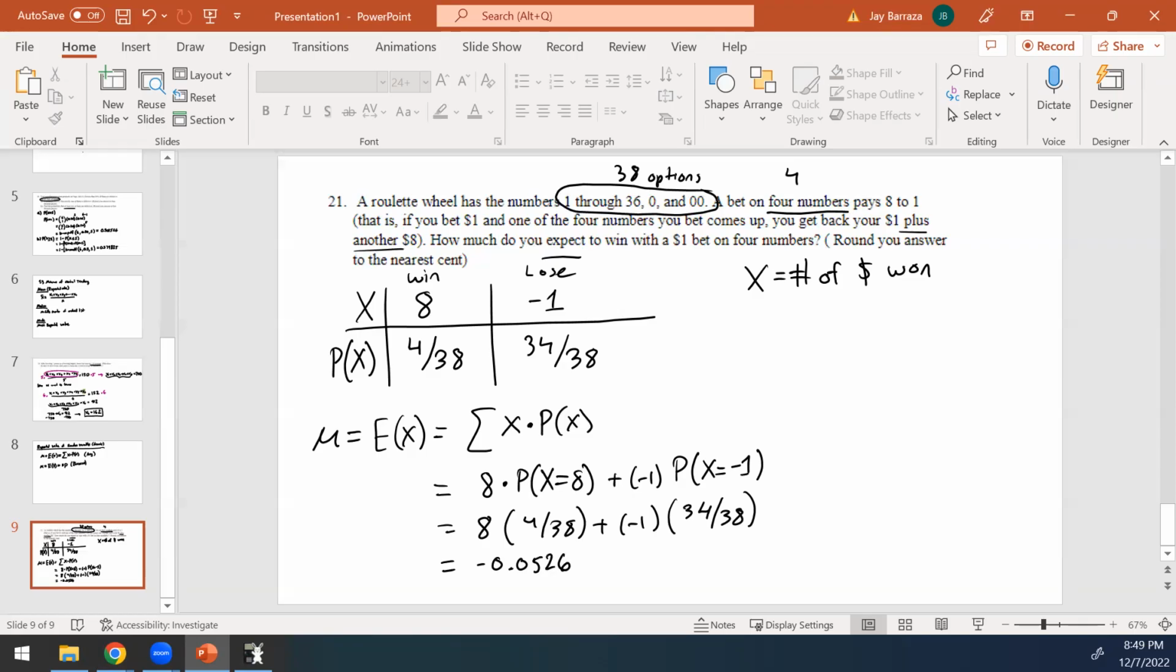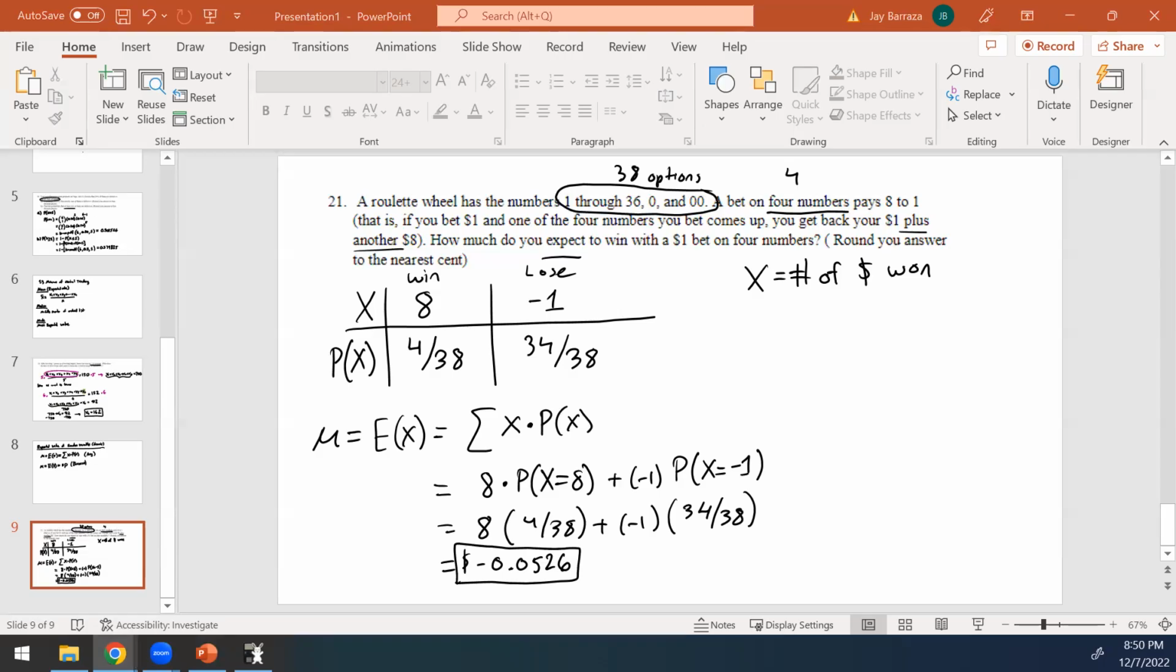So basically what this says is that every time you spin the wheel, whether you win or lose, in the long run, you're losing 5 cents. So like if you played the wheel 100 times, you would lose $50 in that long run. You'll win some, you'll lose some, but in the long run, every time you spin, you're losing 5 cents. So that's kind of the idea. Make sure you put units on it. Okay. Any questions on that one?